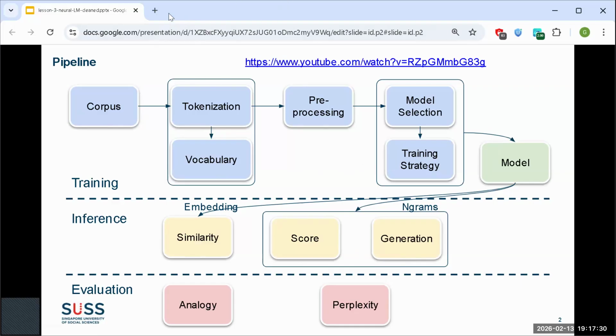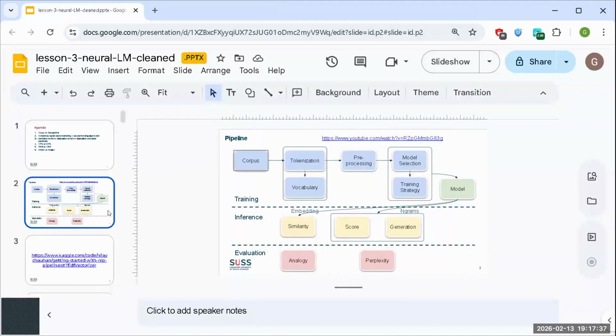Let's see, can I write it down somewhere? Okay, here we are. Okay, let me try.